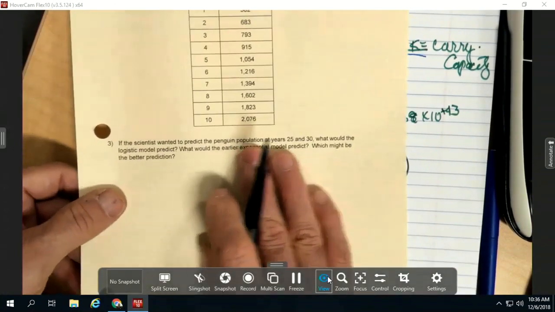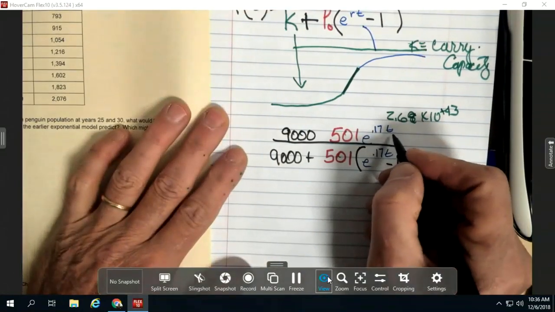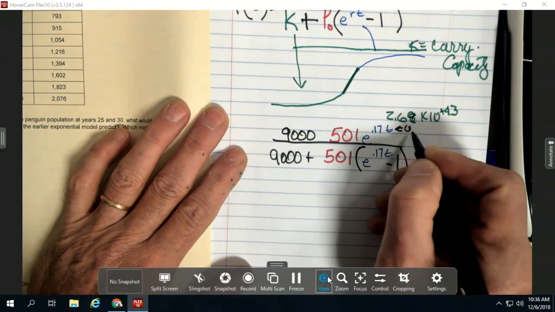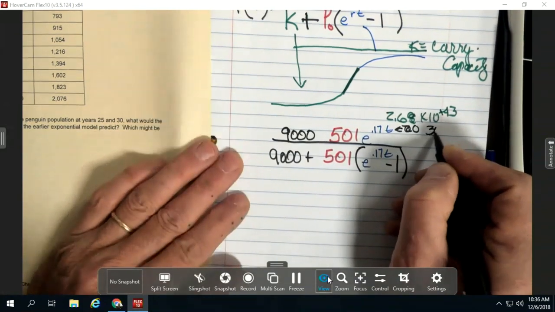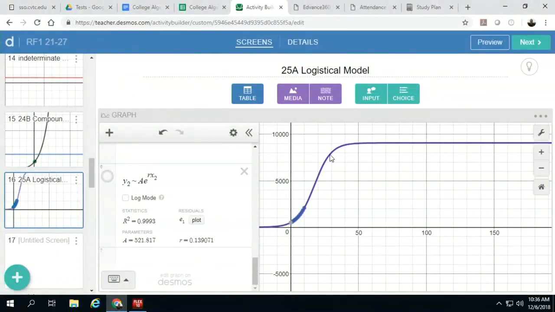If a scientist wanted to predict the penguin population at 25 and 30 years, what would the logistic model predict? Well, we would just change this number to 20 and then change it to 30 and see what we get for the times. Or if you have it graphed in Desmos, you'd just go out here 20 years. It looks like we would have a population of about 5,400. 25 years, we'd be at about 7,000. And 30 years, we would be at about 8,000.